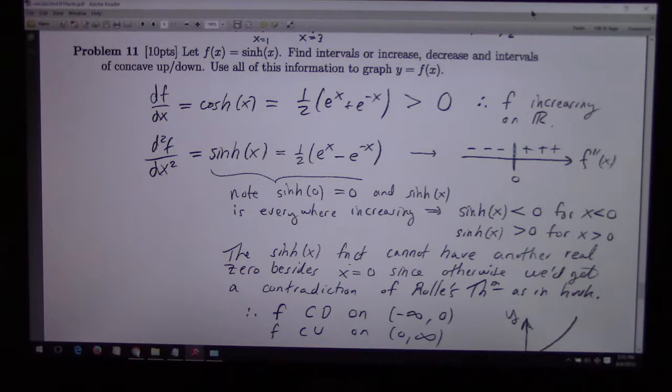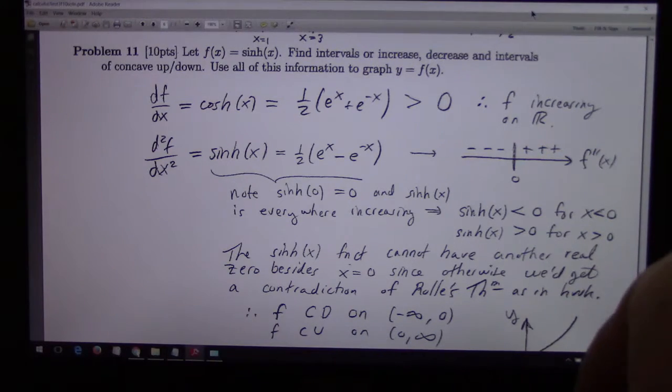f of x equals sinh x. Find the intervals of increase or decrease. Intervals concave up, concave down. So f prime of x is cosh, which is positive, so sinh is always increasing. The second derivative is sinh again, so it's negative below 0 and positive above 0, so that's where it's concave down, and that's where it's concave up. And of course you can kind of see that, right?